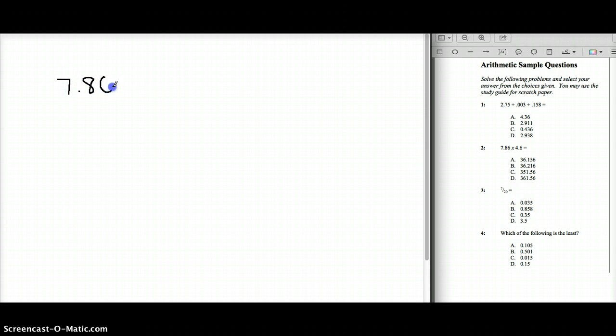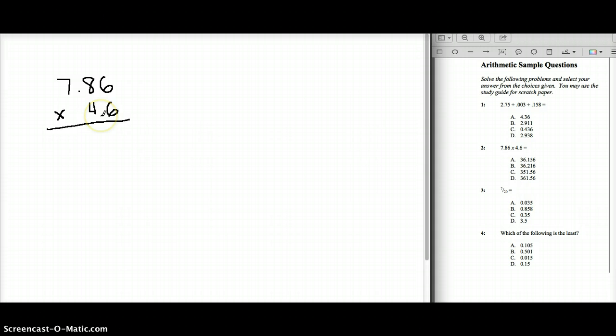7.86 is 7 and 86 hundredths, with a TH at the end. We can multiply this and then put 4.6 at the bottom. It doesn't matter if your decimals are aligned when you are multiplying or dividing fractions or decimals. So when you do this, it's okay that you have a decimal here and a decimal here.